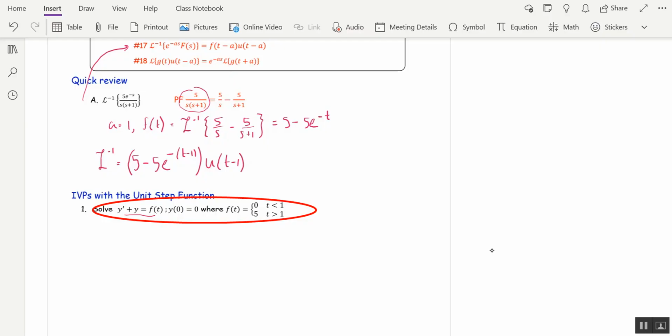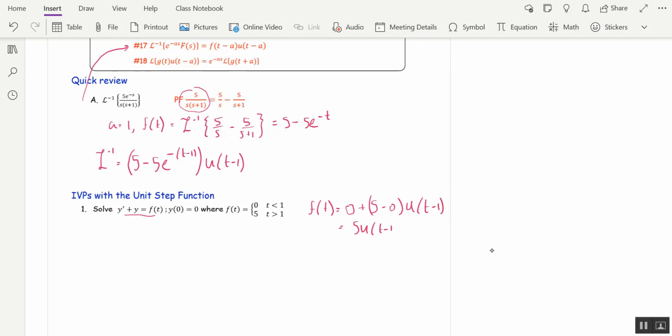Okay, so first step is to rewrite f of t using the unit step. So I'm going to use that formula from the 7.5 lecture notes. I want f1, which is 0, plus f2 minus f1, 5 minus 0, u of t minus 1. So that's just 5u of t minus 1. So that's f of t. All right, so the differential equation I'm solving is y prime plus y equals 5u of t minus 1.